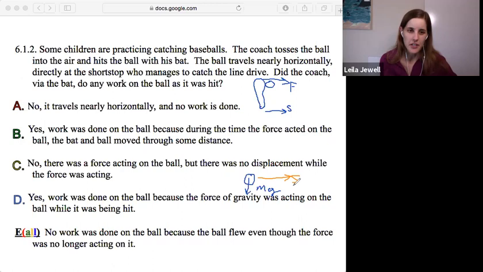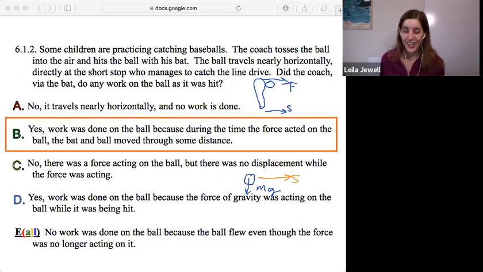Let's check the other yes answer. Yes, work was done on the ball because during the time the force acted on the ball, the bat and ball moved through some distance. That seems to match our description. Well, should we go ahead and check? Aha! That was indeed the right answer.